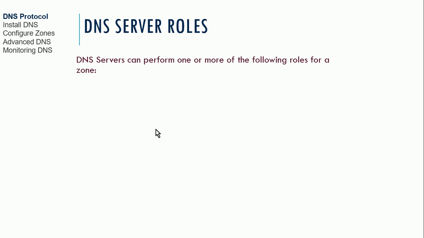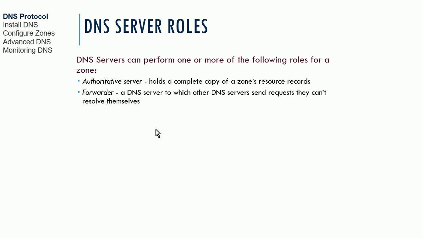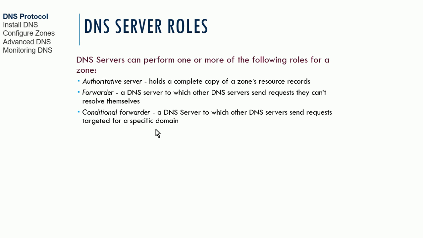So, some of the roles with a DNS server. DNS servers can perform one or more of the following roles for a zone. For a given zone, a DNS server can be an authoritative server, which holds the complete copy of the zone's resource records, in other words, the database about DNS. It could be a forwarder, a DNS server to which other DNS servers send requests that they can't resolve themselves. And then you have a conditional forwarder, which is a DNS server to which other DNS servers send requests targeted for a specific domain.